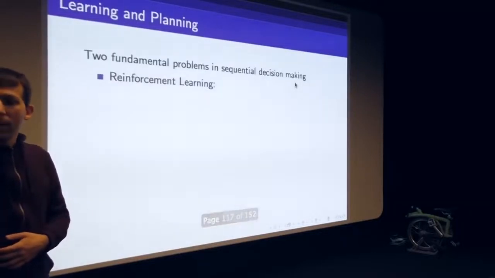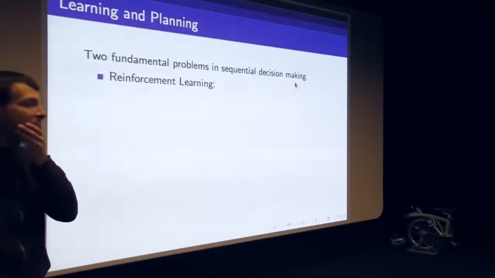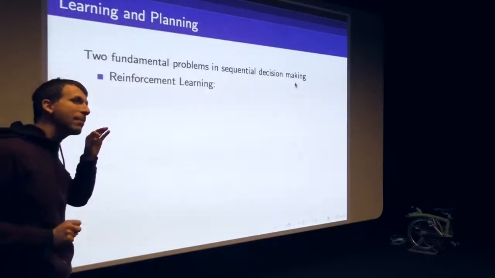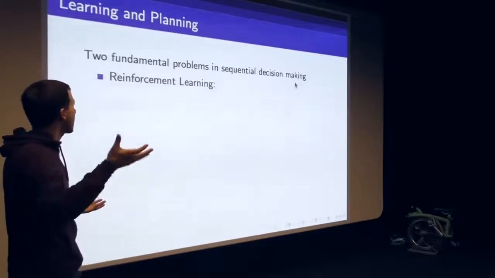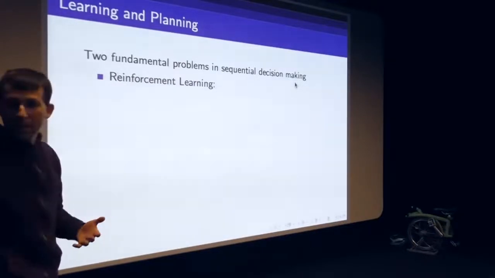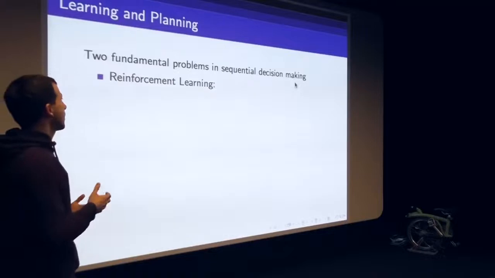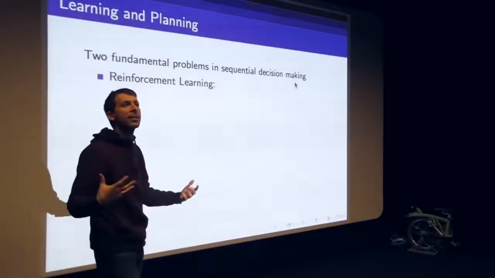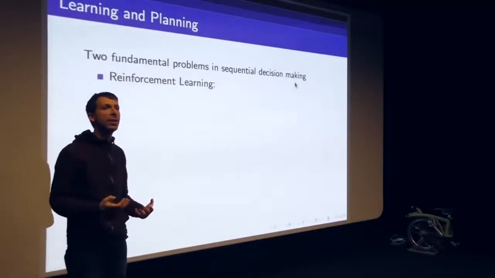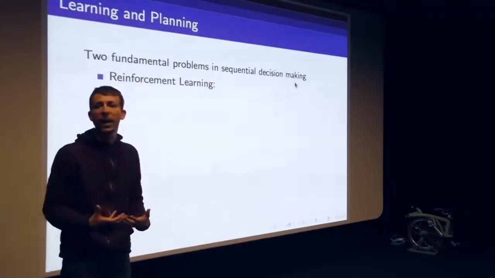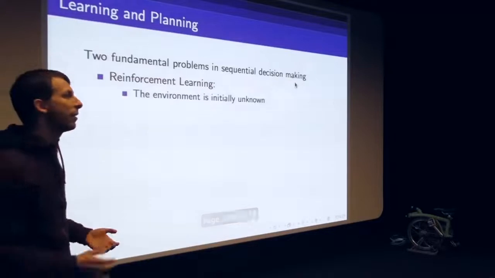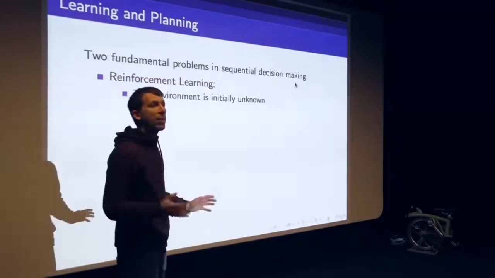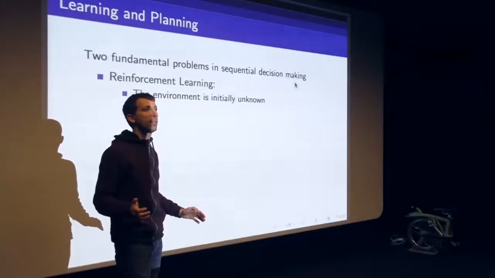So let's start with learning and planning. I think this is maybe the most important conceptual distinction to understand. There are actually two different problems in sequential decision making. If we go back to the science of what it means to make optimal decisions, there are two very different problems we might care about. First of all, there's what we call the reinforcement learning problem, where the environment is unknown. The agent isn't told how the environment works.